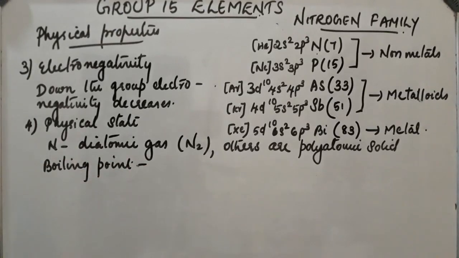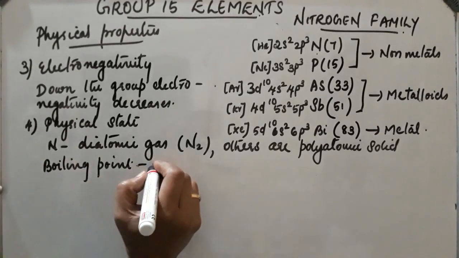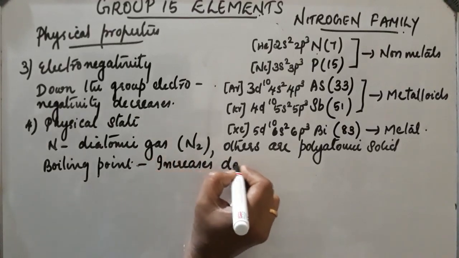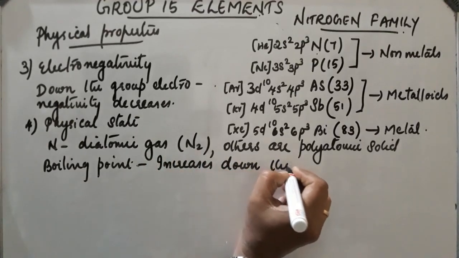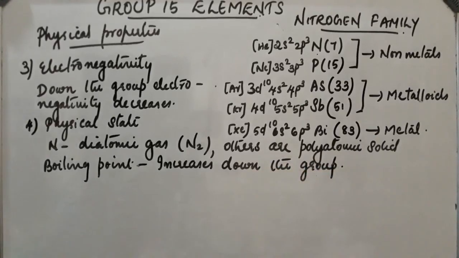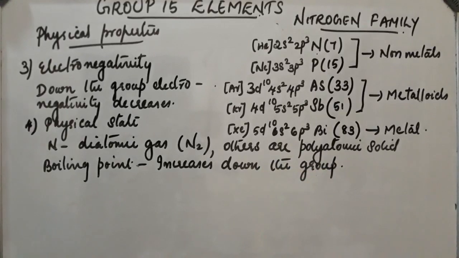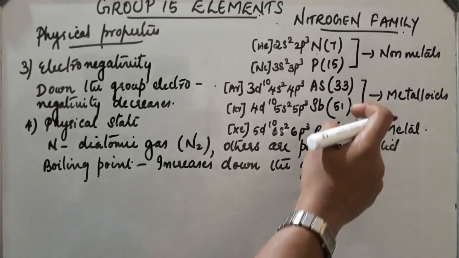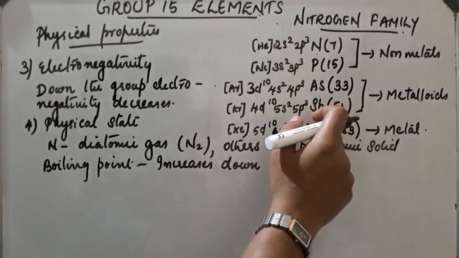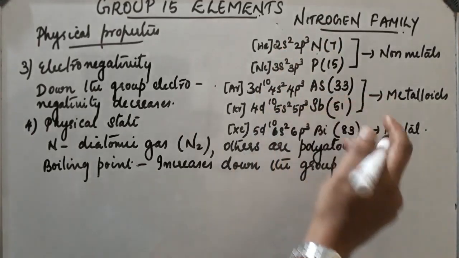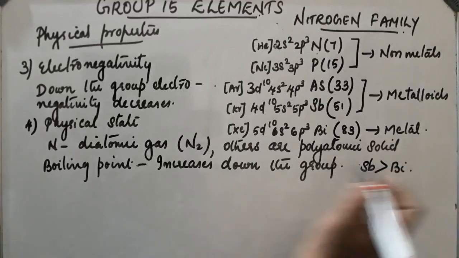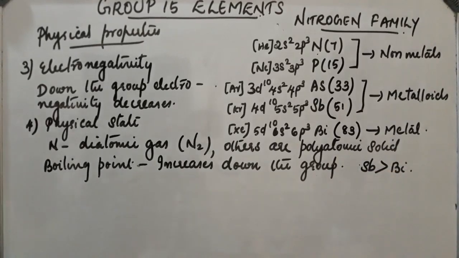Boiling point increases down the group, but there is a variation. That is, from antimony, antimony has a greater boiling point than bismuth. There is a variation.